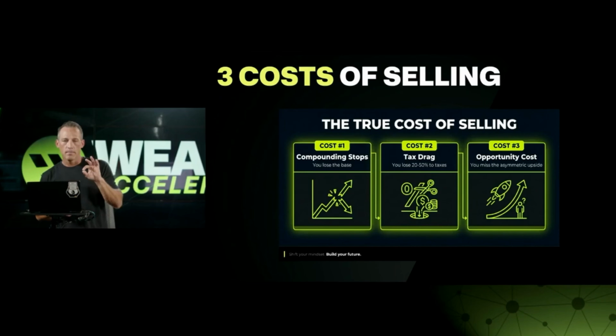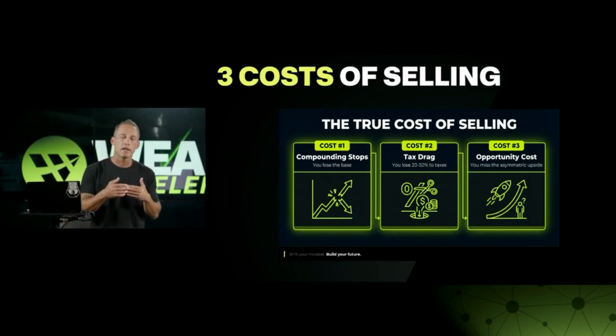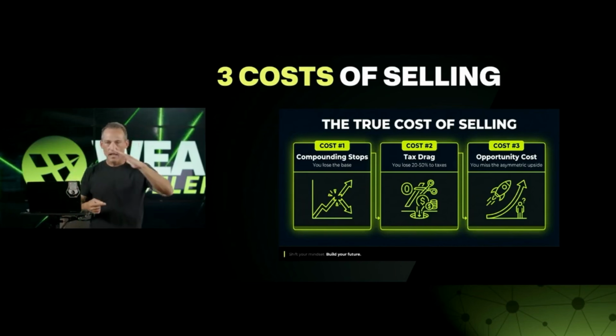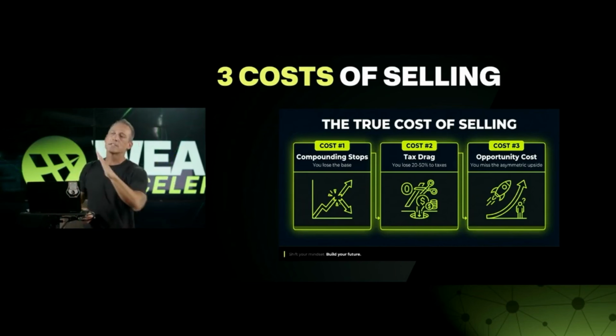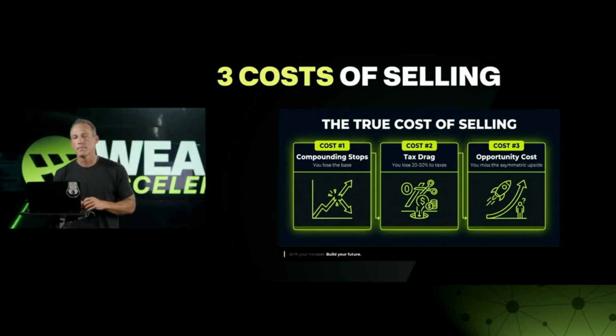Number 1, compounding. Compounding stops. Now, what does compounding mean? It means it grows on top of the growth, on top of the growth, on top of the growth. That's not linear growth. That's exponential. That means that 1 million turns to 2, 2 turns to 4, 4 turns to 8, 8 turns to 16. It gets crazy. But if I sell, I interrupt the compounding every single year.